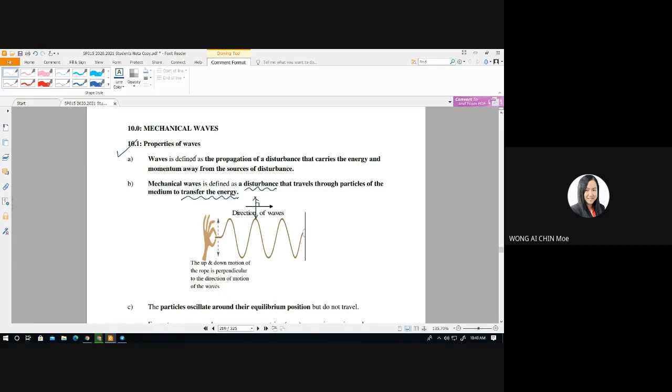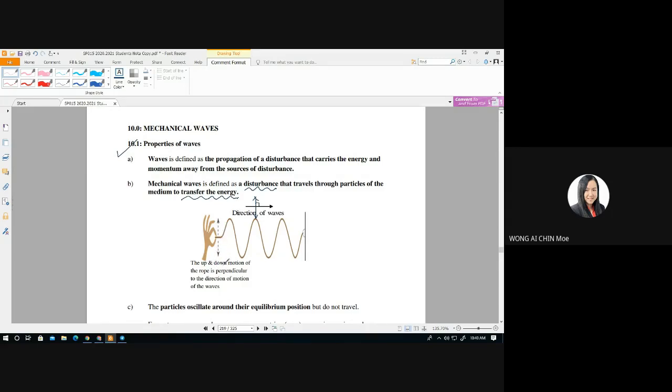So the wave is defined as the propagation of the disturbance that carries the energy and momentum away from the source of disturbance. Okay, so mechanical wave is defined as the disturbance that travels through the particles of the medium to transfer energy. If you refer to this diagram, if the motion is up and down, the wave motion is up and down.